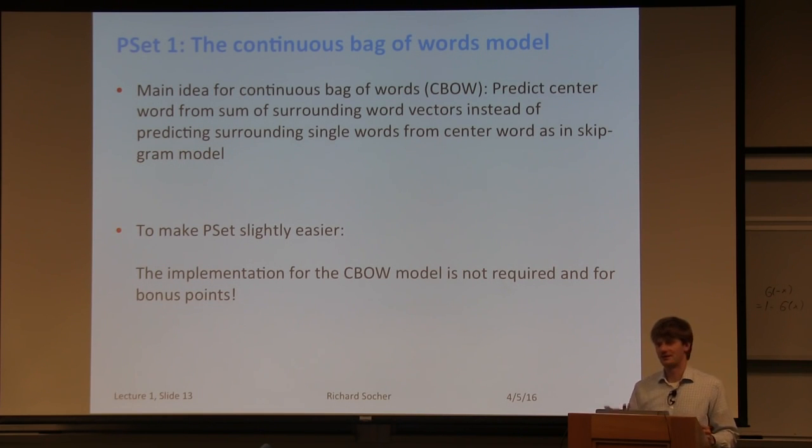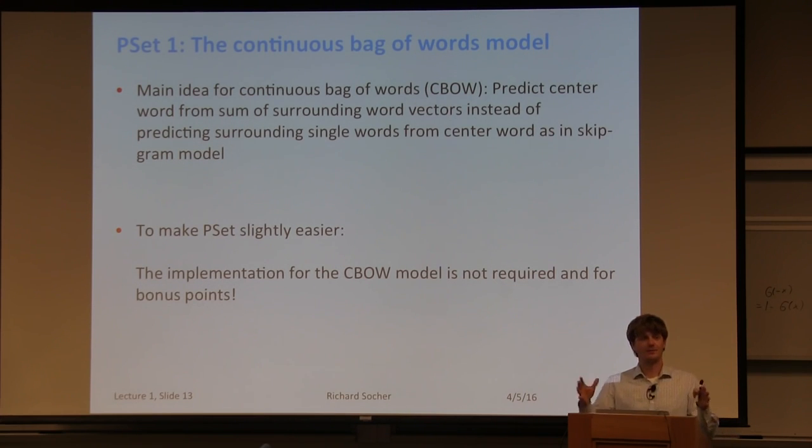You won't actually have to implement the continuous bag of words, because I think once you implement the skipgram model, you'll get the idea. I think it'll be a bonus point question. And if you implement your code well, then it'll be very easy to just switch that in and get those bonus points. All right, so that was the main model of word2vec, the skipgram model. Are there any more questions around that?